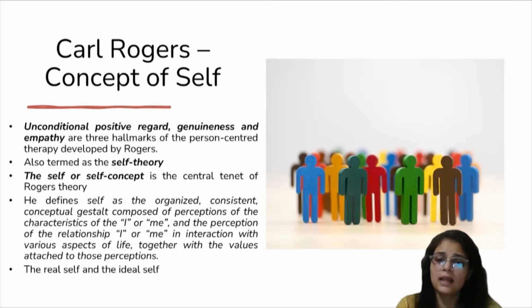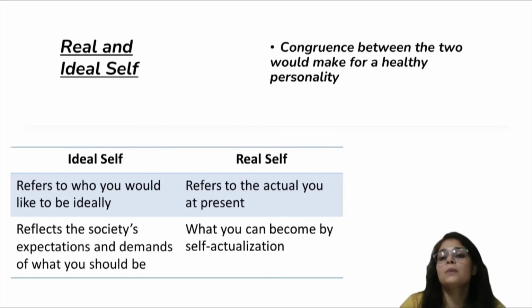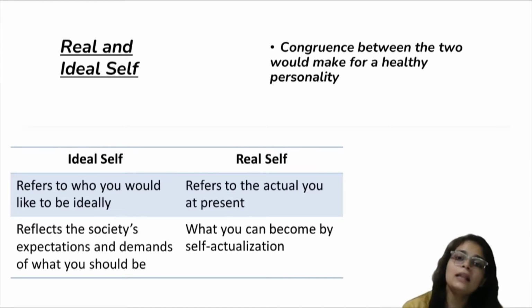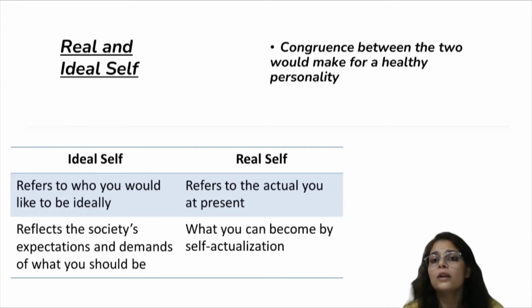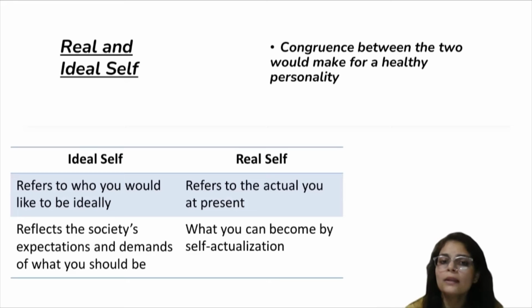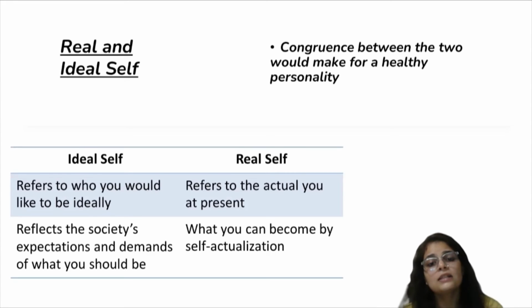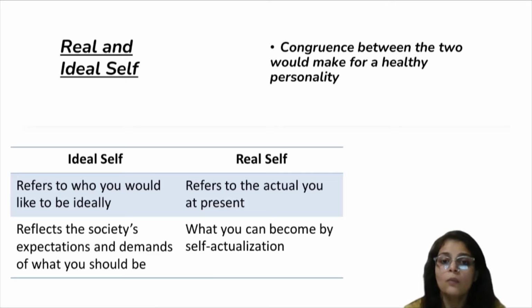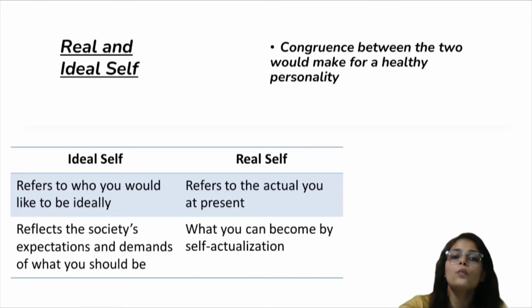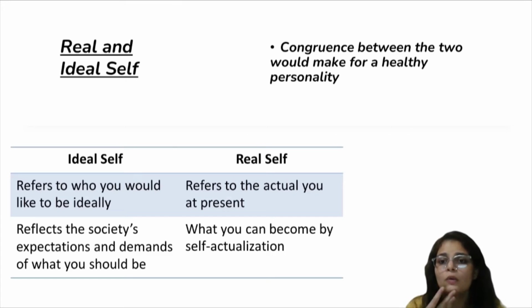He also introduced the concept of real and ideal self. According to him, there must be a congruency between the real and the ideal self in order to have a healthy personality. So what do you mean by real and ideal self? Real self is the one that you are. What you want to become, or what you would like to be, is your ideal self. Like, I want to be a psychologist is my ideal self. But right now, I'm teaching you psychology. Being a teacher is my real self. Okay.